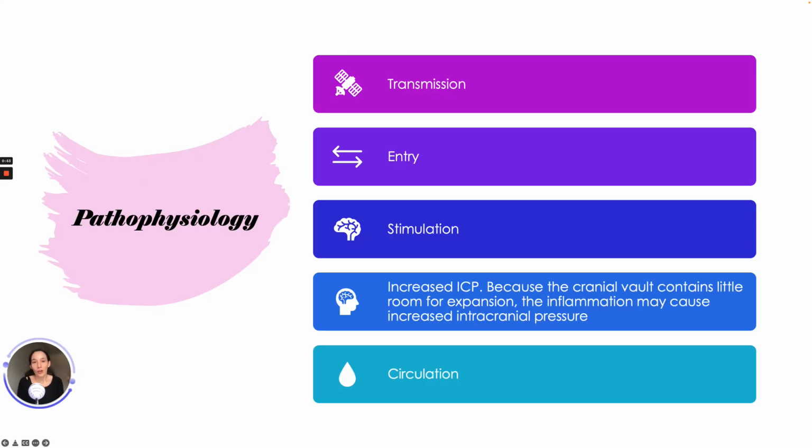So the pathophysiology of bacterial meningitis is first the transmission of the bacteria, which concentrates in the nasopharynx and is transmitted by secretions or aerosol.